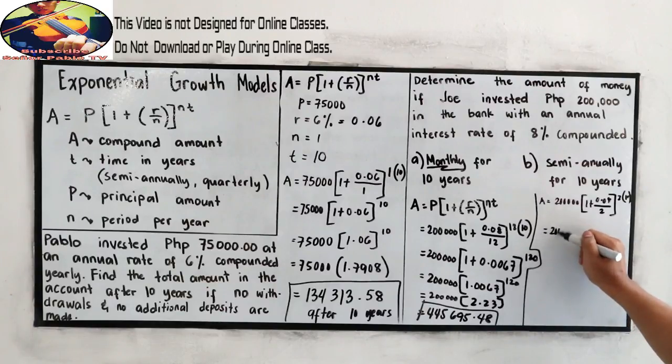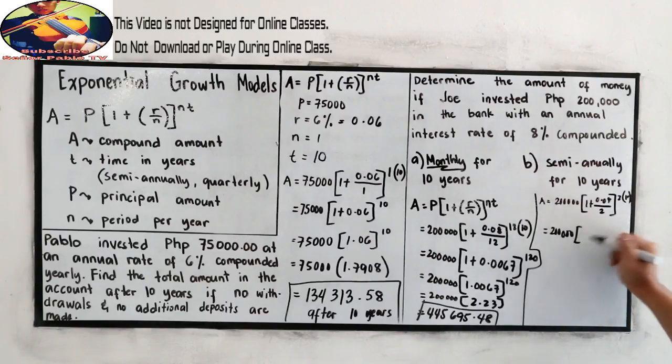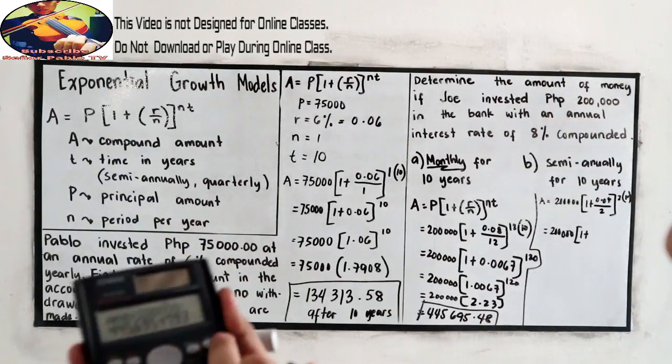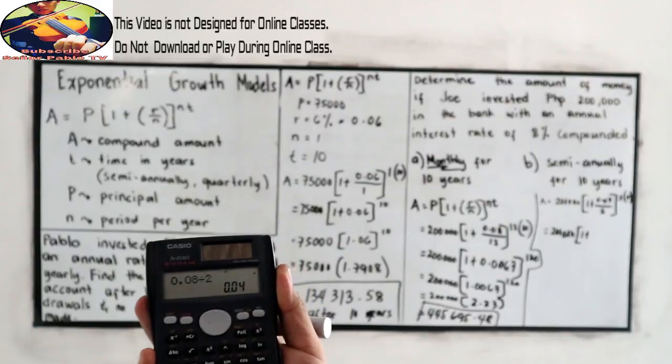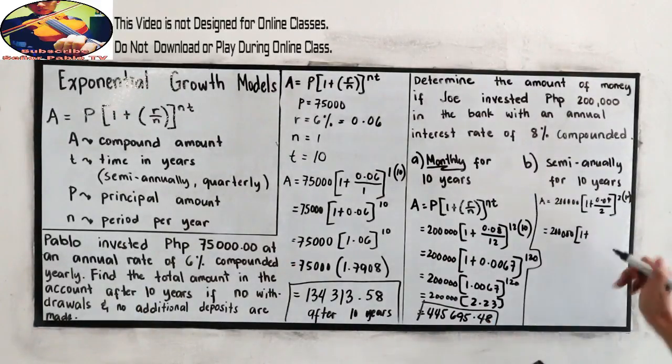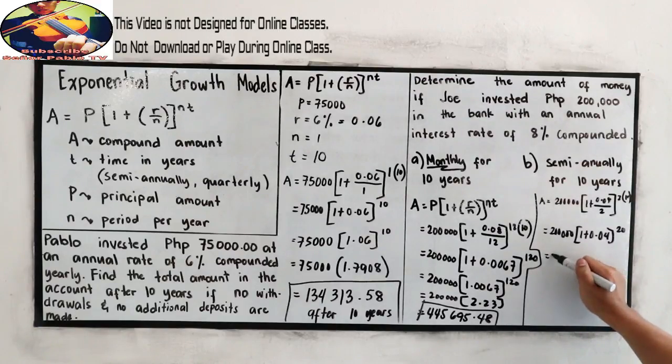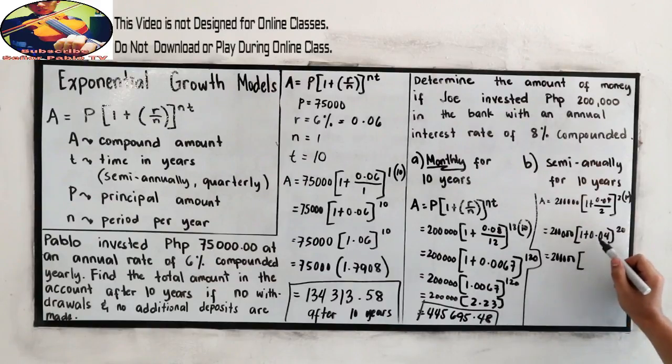So 200,000 times 1 plus 0.08 divided by 2. 0.08 divided by 2, that is 0.04. 2 times 10 is 20. So 200,000 times 1 plus 0.04, this is 1.04 raised to 20.